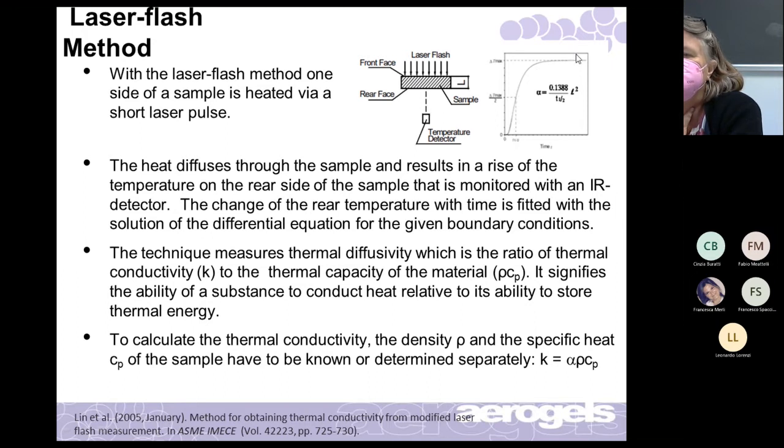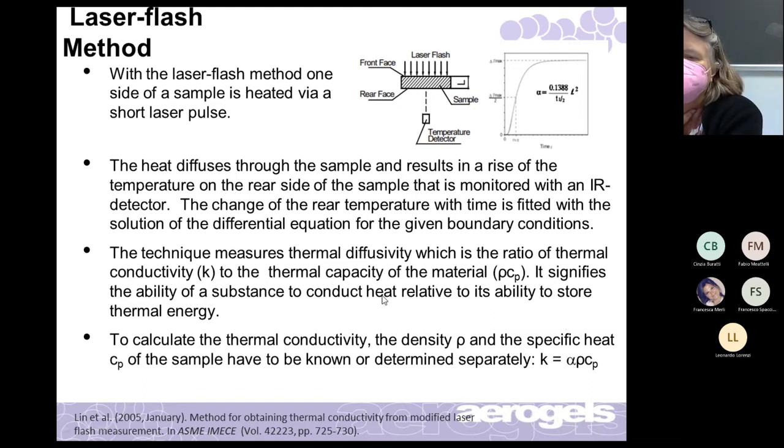And the change of the rear temperature with time is fitted. There's a differential equation and boundary conditions that you can solve for that. And what it actually calculates is the thermal diffusivity, which is the ratio of the thermal conductivity to the thermal capacity of a material. We use the symbol alpha. And it signifies the ability of a substance to conduct heat relative to its ability to store heat.